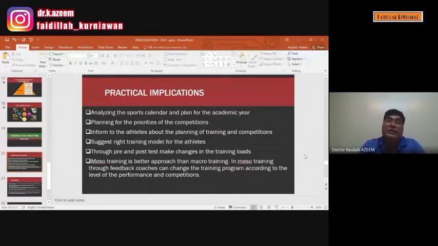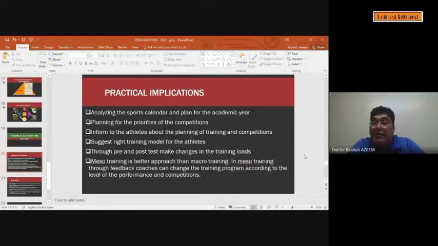And he lost 18 kgs totally till now. So, Alhamdulillah, you have to see the pre and post and make adjustments with your program, which is very important. Meso training is a better approach than macro training. In meso training, through feedback, coaches can change the training program according to the level of performance and competitions. This, what I'm giving to you, is all my experience.